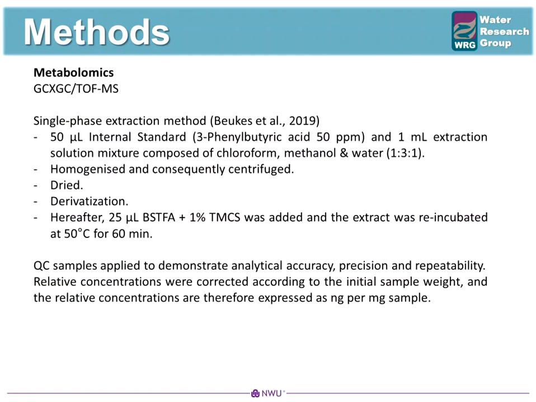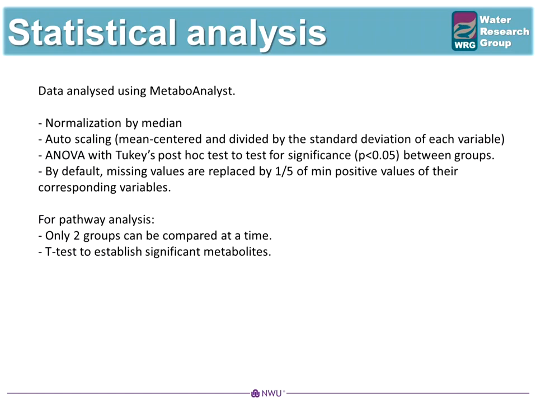Extraction was done using a standard method by Beerkus 2019, and samples were read on a GC×GC time-of-flight mass spectrometer. Quality control samples were applied to demonstrate analytical accuracy, precision, and repeatability. Relative concentrations were corrected according to initial sample weight, and the relative concentrations are therefore expressed as nanograms per milligram sample. Data was analyzed using MetaboAnalyst, and normalization and auto-scaling was performed. ANOVA and t-tests were performed to test for significant metabolites.